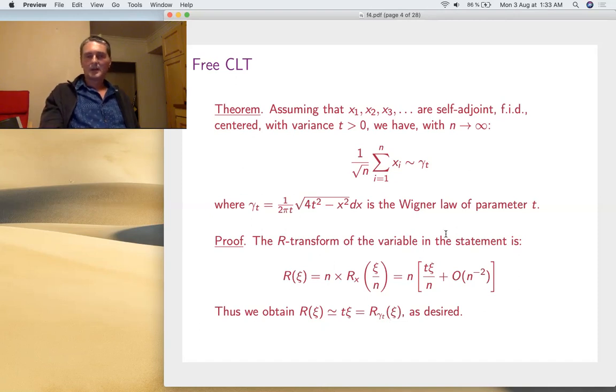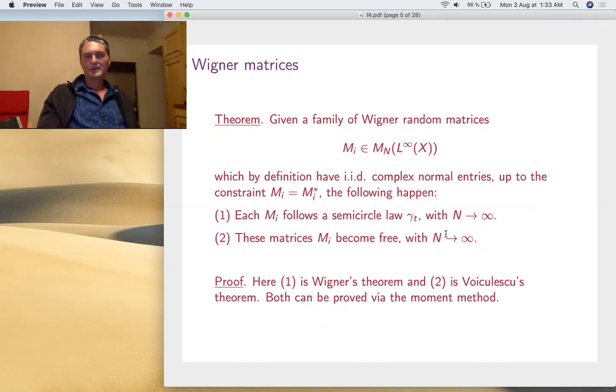Very good. Now let's also see an application of all this. The classical CLT, of course, we know it applies everywhere because the Gaussian law appears everywhere. Now the free CLT has this philosophy of probability. This is a very nice application to Wigner matrices.